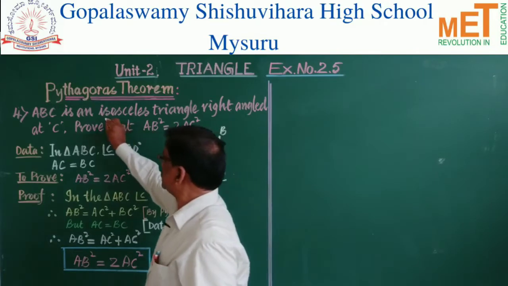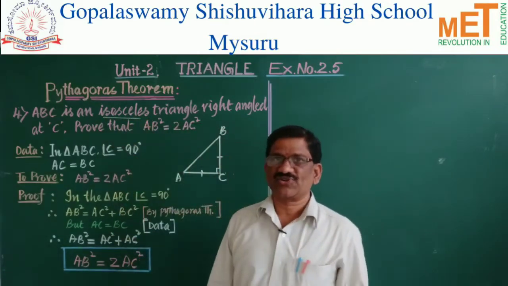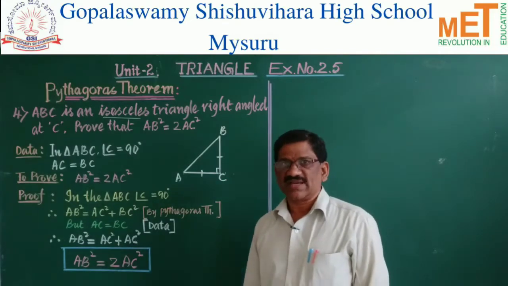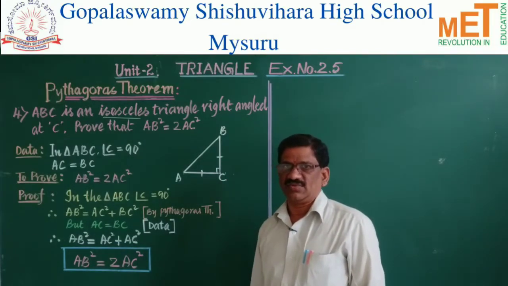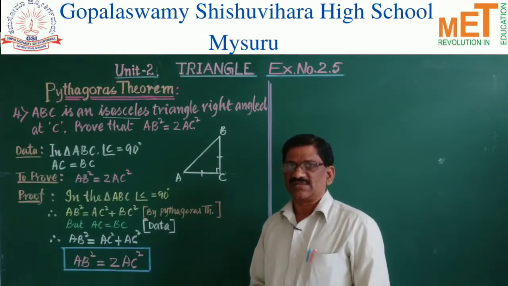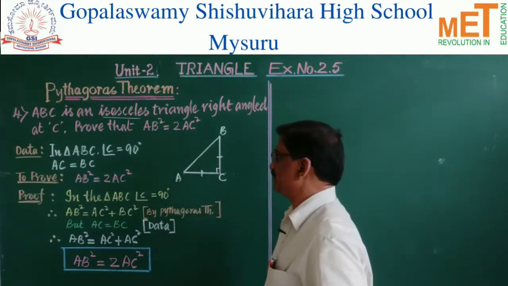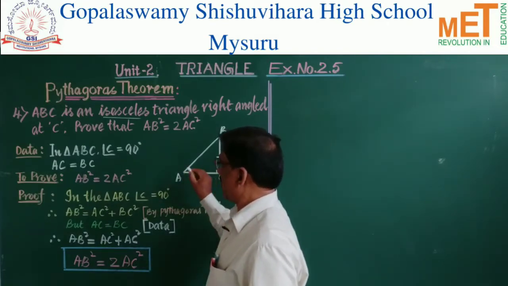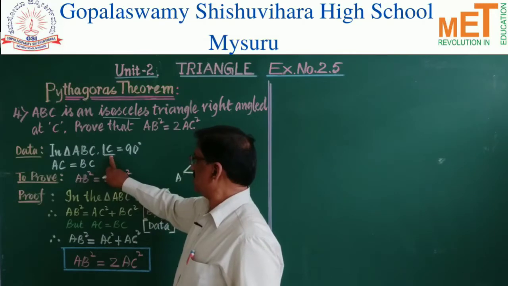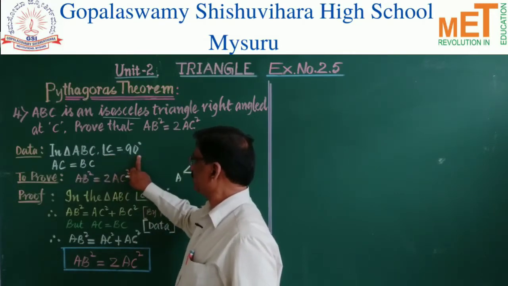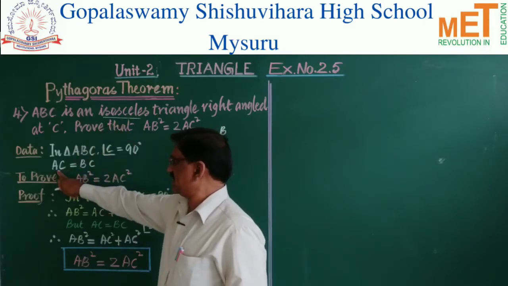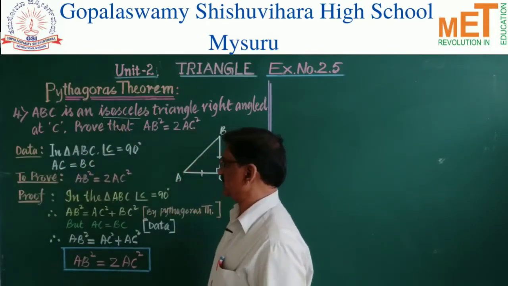Because it is isosceles. What do you mean by an isosceles triangle? A triangle in which a pair of sides are equal. In a triangle, if two sides are equal, then it is called isosceles triangle. Okay. So here you see, the data. In triangle ABC, angle C is equal to 90 degree, and since it is an isosceles triangle, here AC is equal to BC. Clear, children?